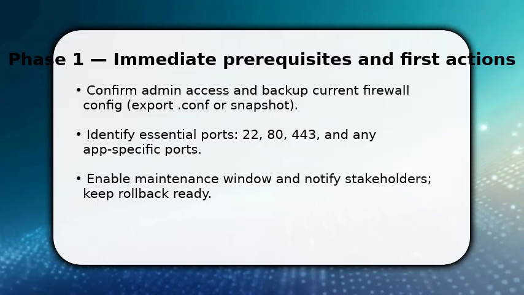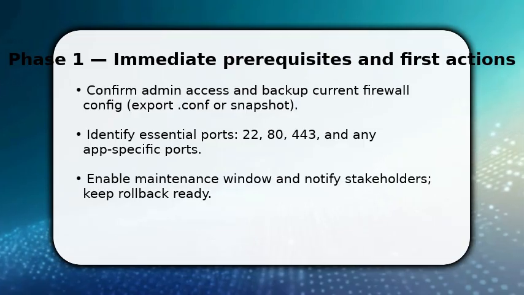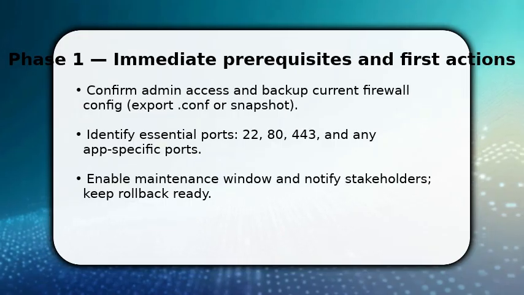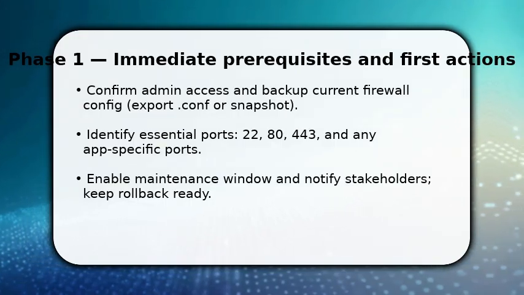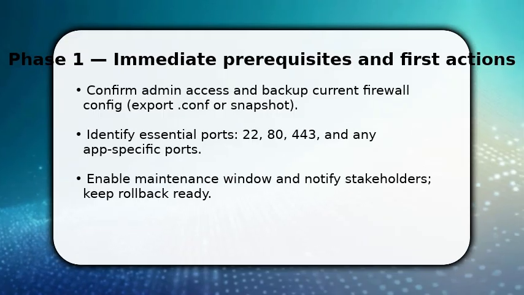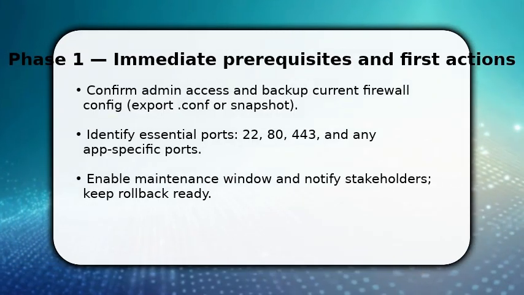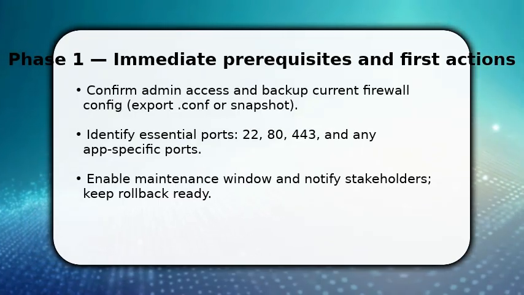You have admin access and a backup ready. Start now. First, export the firewall config or take a snapshot so you can roll back instantly if needed. Next, list critical services and lock down everything except required ports like 22, 80, 443 and any app-specific ports.